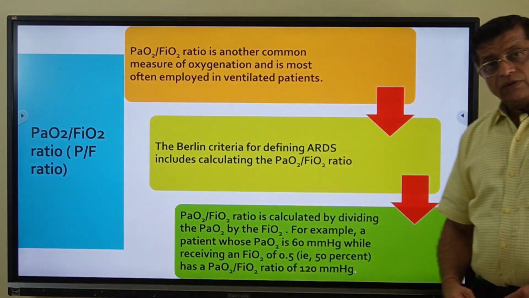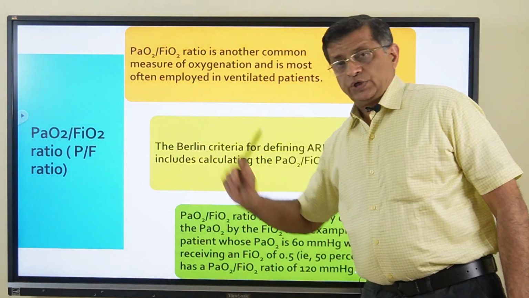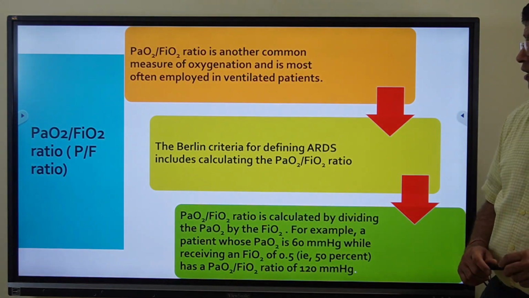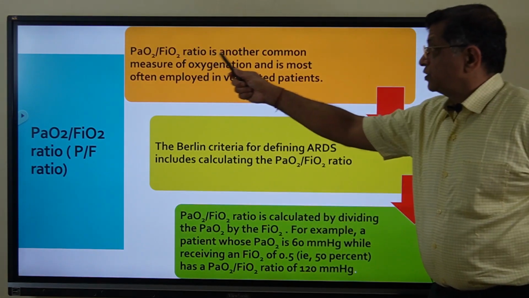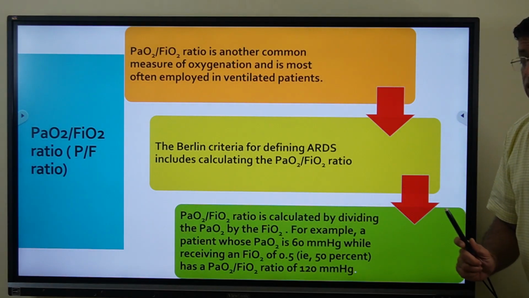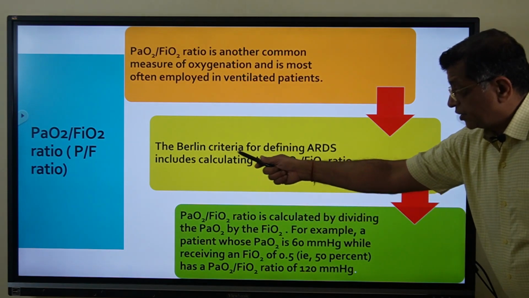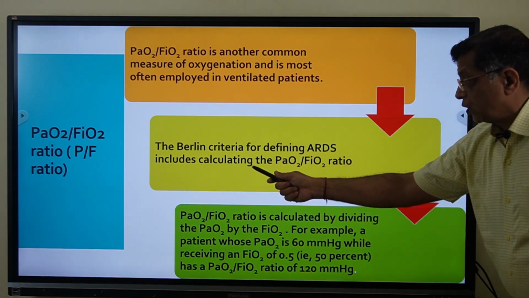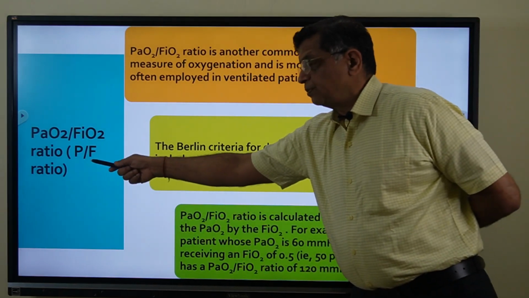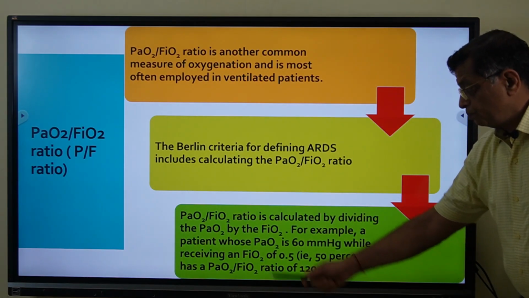The second thing that we see in ABG is the PaO2 FiO2 ratio. This is usually seen in patients who are on mechanical ventilation. PaO2 FiO2 ratio is another common measure of oxygenation, most often employed in ventilated patients. This is mostly used in the diagnosis of ARDS. The Berlin criteria for defining ARDS includes calculating the PaO2 FiO2 ratio, or it is sometimes simply called the PF ratio.